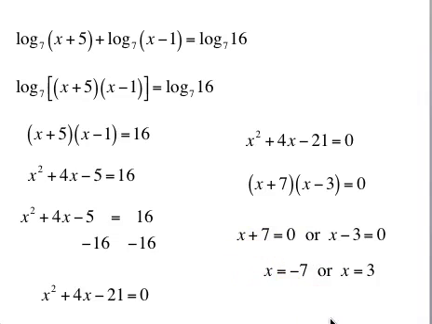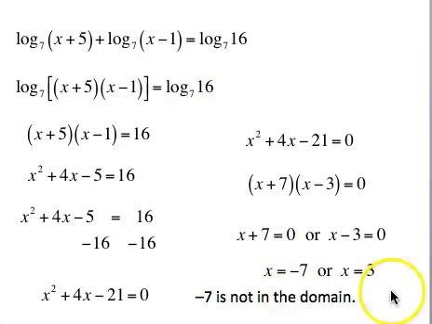But there's a problem. We need to plug these numbers into the very original equation. If we plug negative 7 in, we have log base 7 of negative 7 plus 5. That is a negative number. That is not permitted. Similarly, negative 7 minus 1 is negative 8. Can't have a log of a negative number there either. So negative 7 is not in the domain. Now how about 3? 3 plus 5 is 8. 3 minus 1 is 2. Those are both positive numbers. That's okay for a log function. So 3 is indeed our solution to that problem.